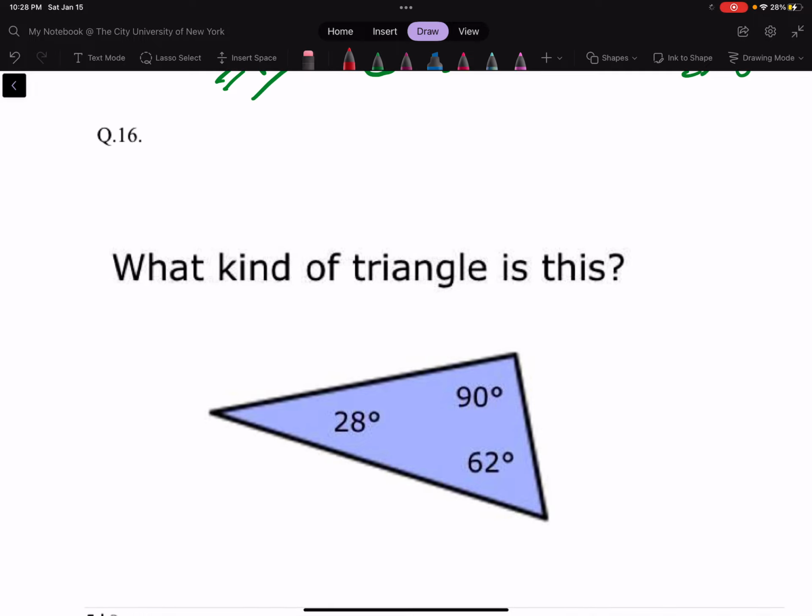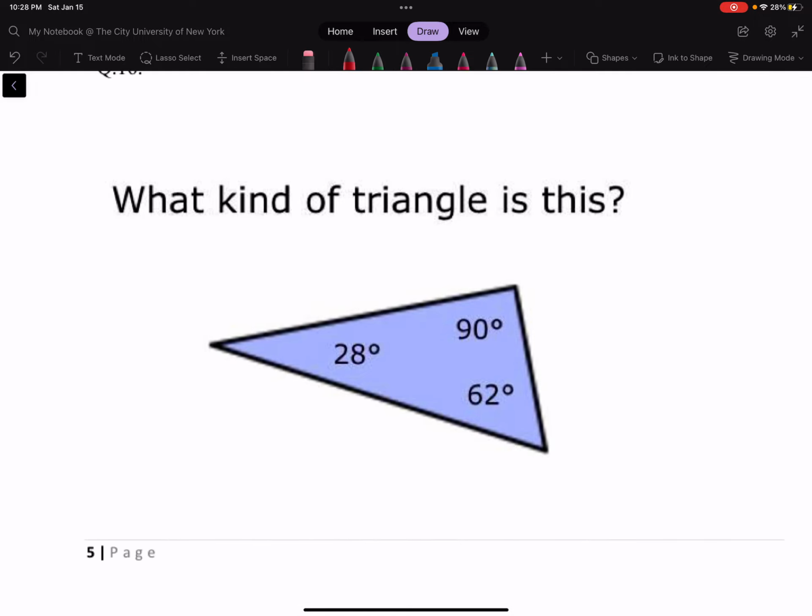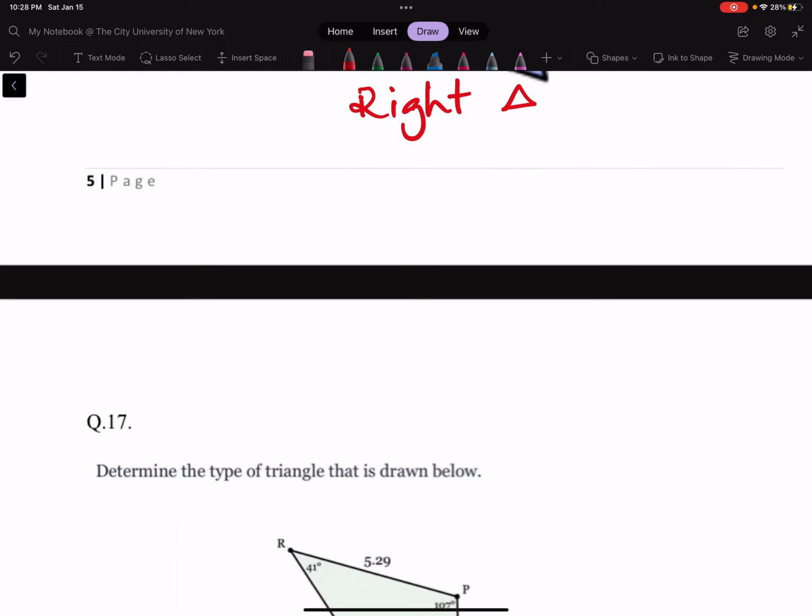So now what kind of triangle is it? You can see easily there is a 90 degree angle, so it's a right triangle. It should be a question about producing answers, but it was wrongly placed here. So you say right triangle, or you just write in full that it's a right triangle. Okay, because there is a 90 degree angle.